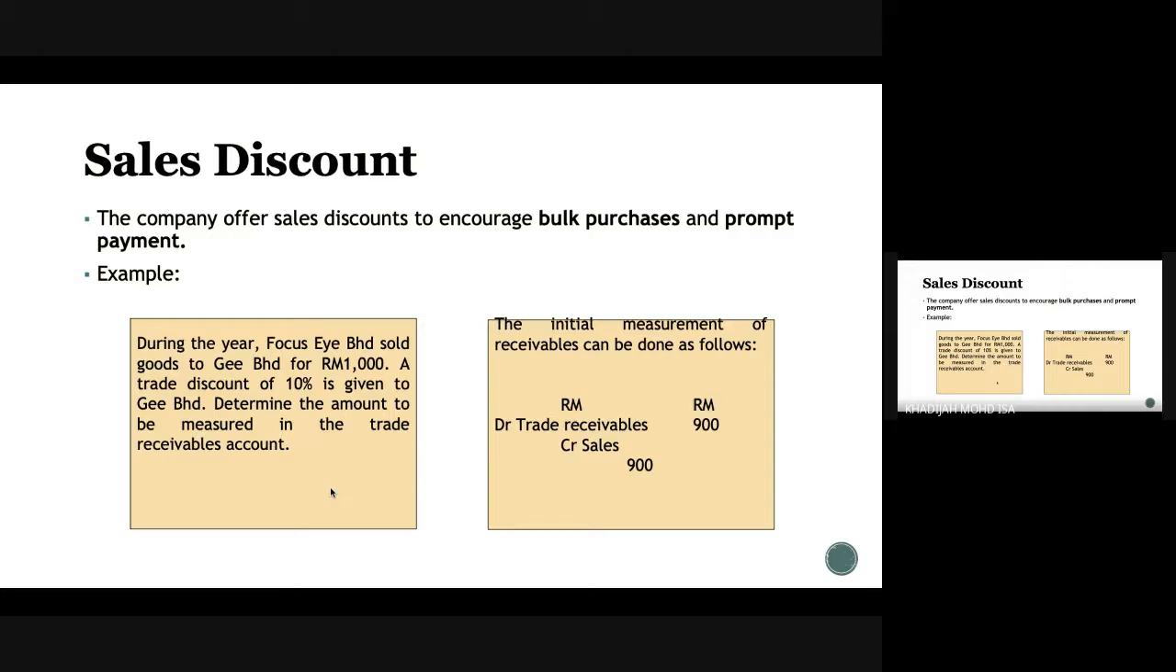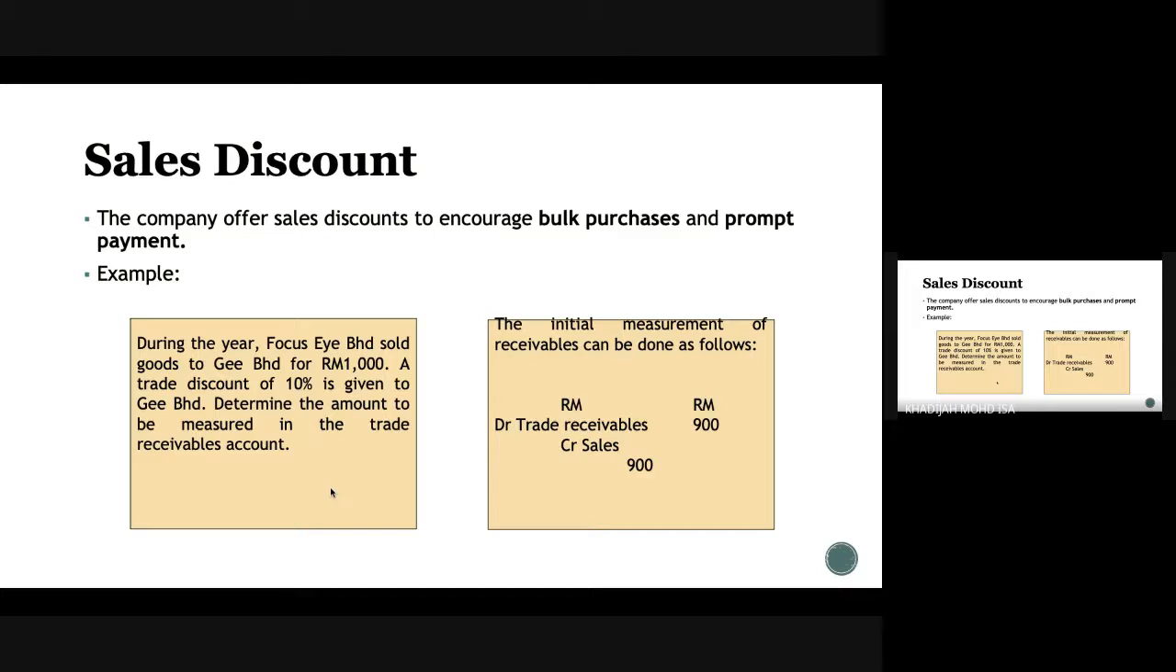Yeah, they give discounts. So for example, here we have during the year, Focus I Berhad sold goods to G Berhad for 1,000. A trade discount of 10% is given to G. Determine the amount to be measured in the trade receivable account. Right, so initially it was 1,000, but now you are given a 10% discount. So the initial measurement of the receivable can be done as follows. You debit your 900. Why 900? Because you record at net. Initially it was 1,000, but you are given a 10% discount, so you only have to pay 900 later.